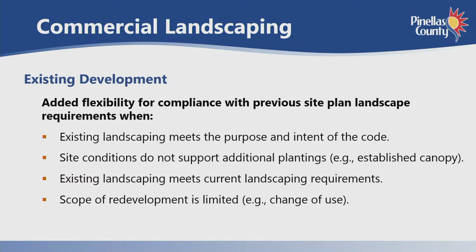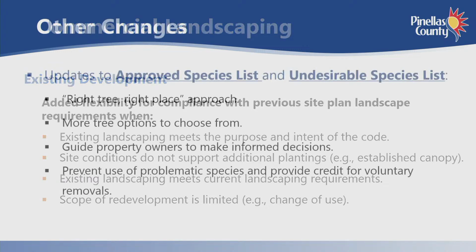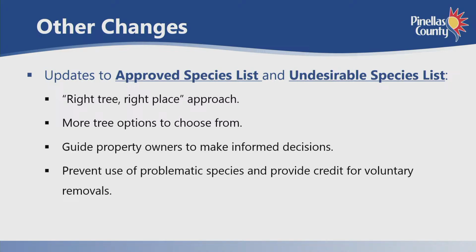Okay, our last key change is addressing commercial landscaping requirements to add a little bit of flexibility and some additional options for landscaping that was required under previously approved site plans where that site has existing landscaping that meets the purpose of the code, where site conditions can't support additional plantings, or where the scope of the redevelopment, such as a change of use, is very limited and doesn't warrant requiring additional landscaping. And the other minor changes that I had mentioned, we already discussed a little bit.